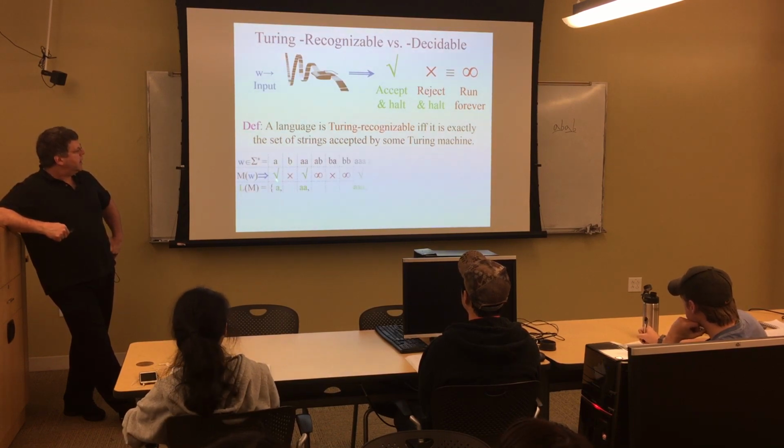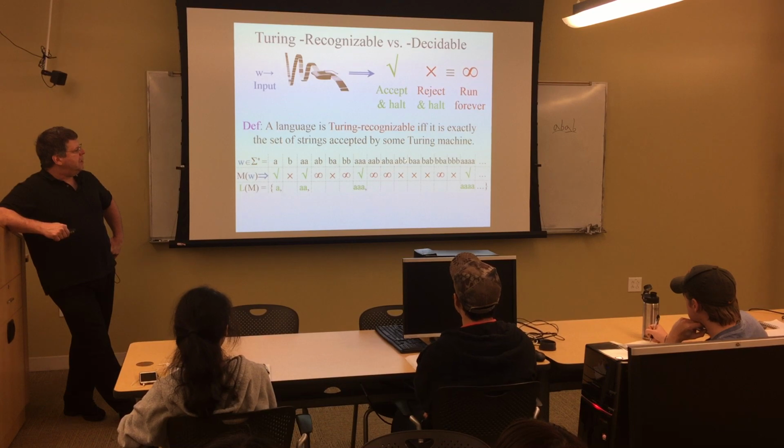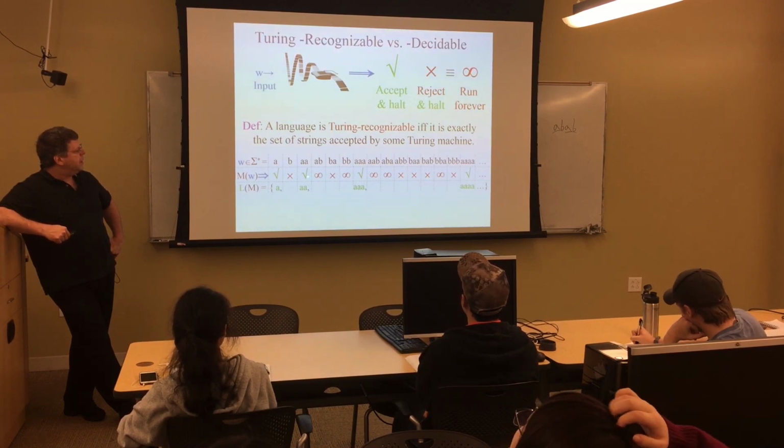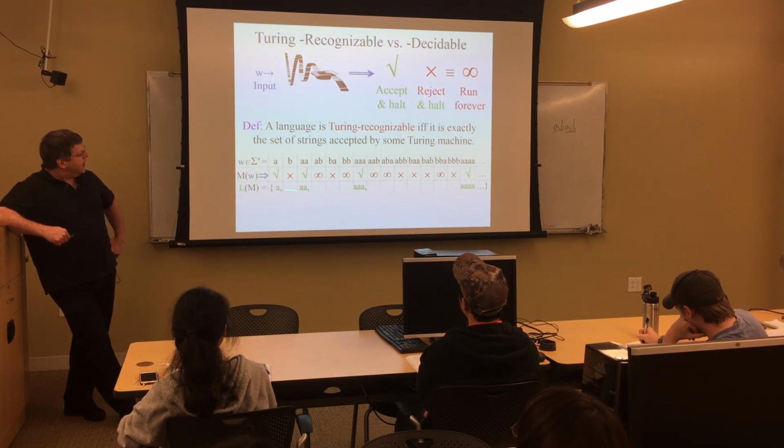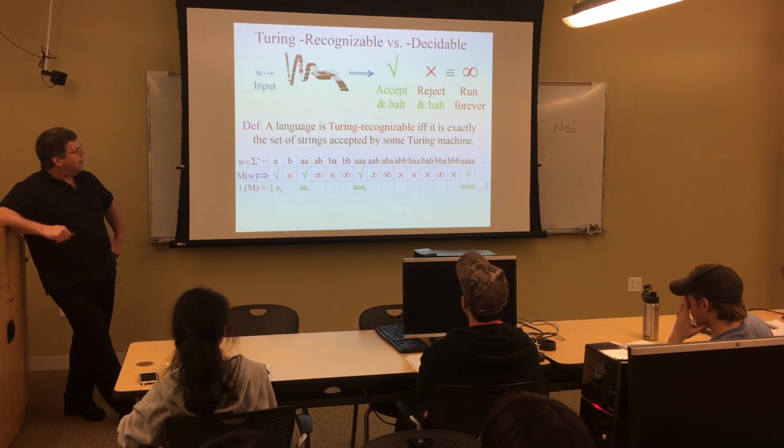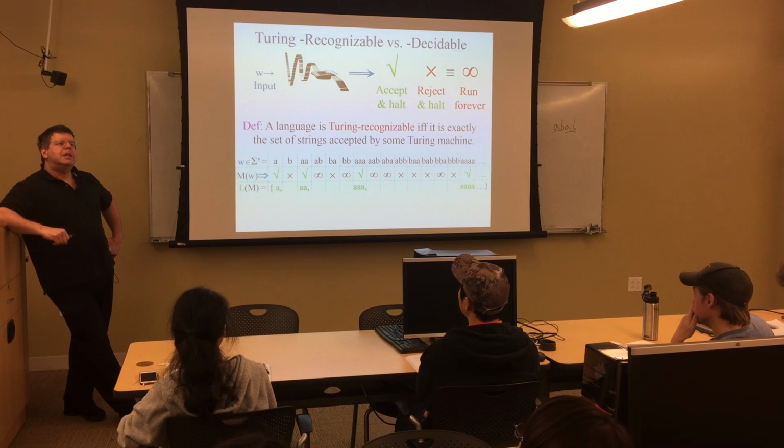So, for example, let's say the machine has this behavior. On an A, it accepts. On an AA, it accepts. On an AB, it runs forever. On a BB, it runs forever. On an ABB, it accepts, and rejects, rejects, rejects. So here are the accepts in green, the rejects in red X's, and it runs forever is this forever symbol. And this still accepts A star, right? Except now we allow it to run forever on some instances.